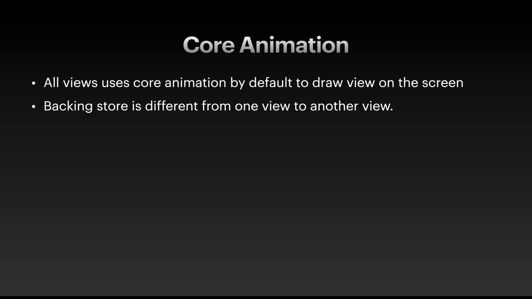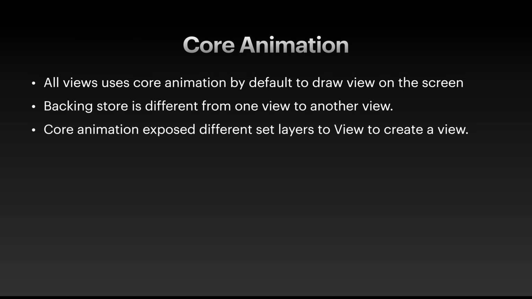For the image view, the backing store is a bitmap. For the text view, the backing store is defined differently, and that will be used by the core animation process in rendering the view onto the screen. And the backing store is used by the graphic hardware to actually animate and draw the view on the screen.